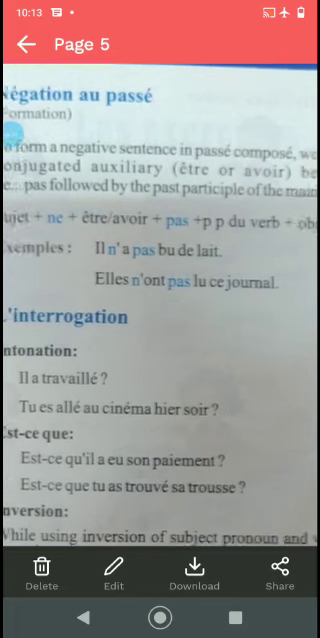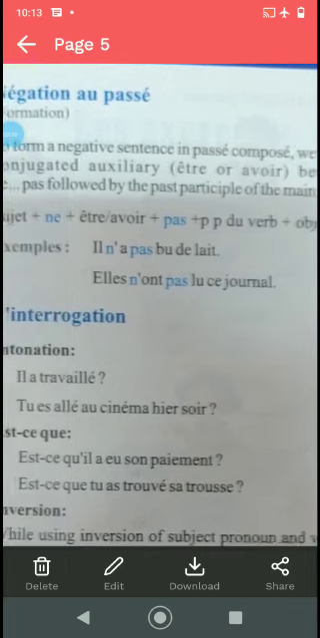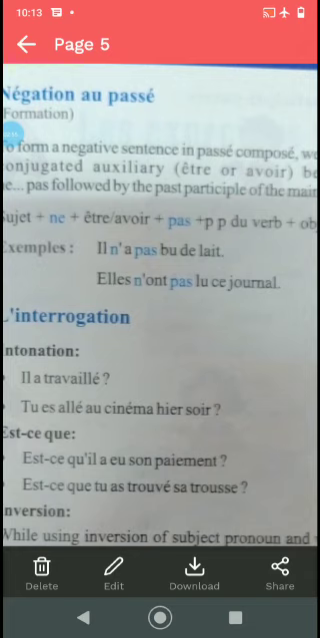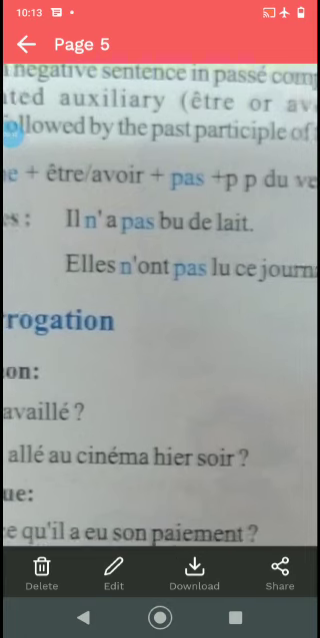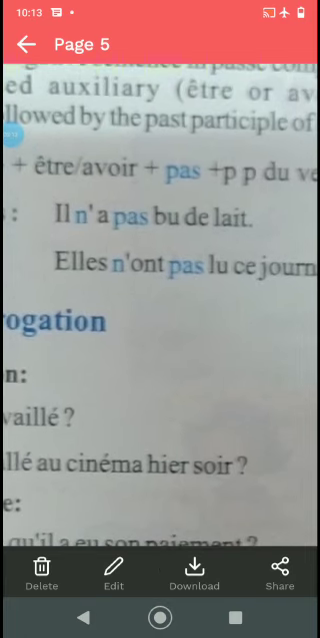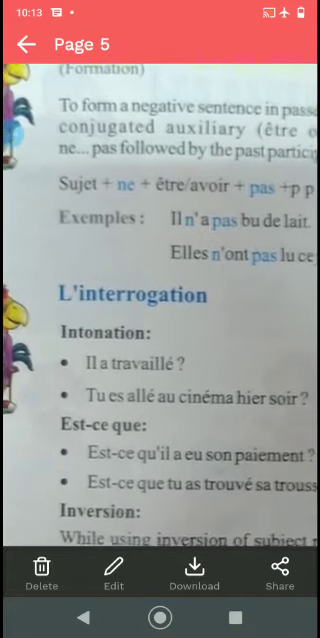Now why is it de lait? Because it's a quantity, and when it changes into negation it has to be de. So, elle n'a pas lu ce journal, meaning she didn't read the journal. What is journal? It is the newspaper. Is it clear? Here also they have put ne and pas around the auxiliary verb, and lu is the past participle, which comes after the pas. Is it clear?